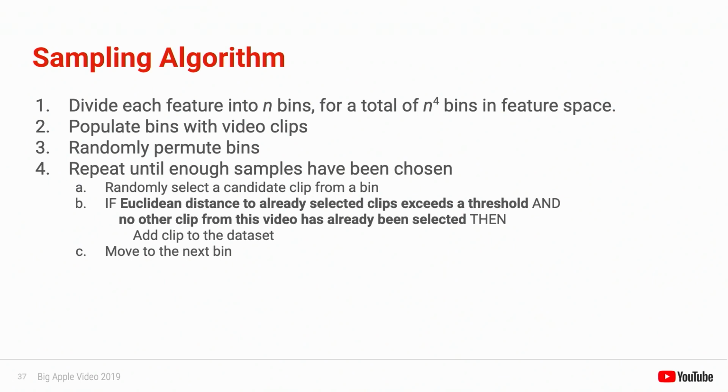One is that we want it to span the feature space fairly well, so we just compute the Euclidean distance from that candidate clip to all of the clips we've already selected, and only select it if that distance exceeds a threshold. The other criterion is that no other clip from that video has been selected. We don't want to select multiple clips from the same video. With a universe of 1.5 million videos to start with, there's no reason to select 2 different 20-second clips from that same video. Anyway, so we just iterated that process until we had chosen enough samples.